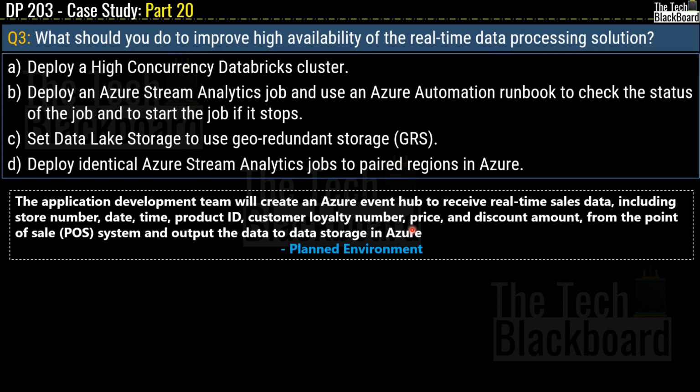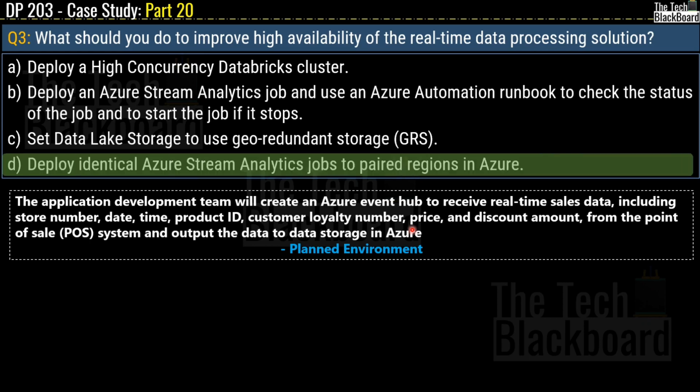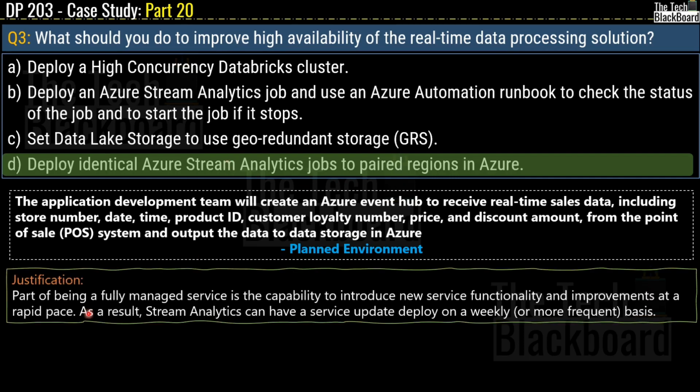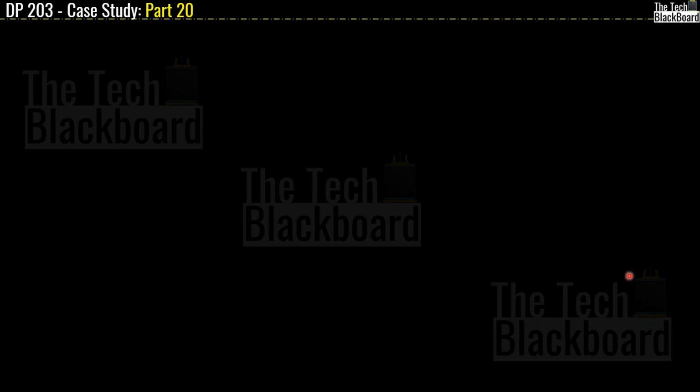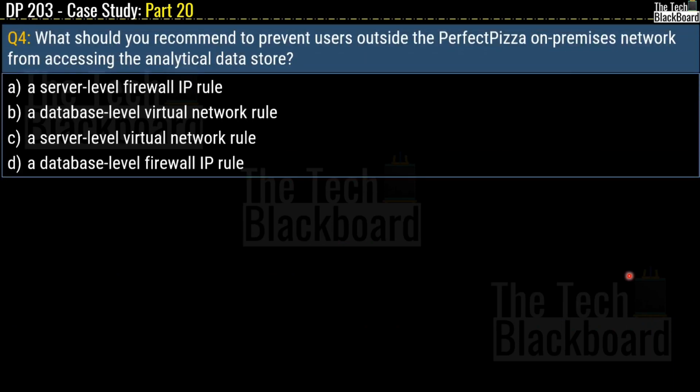And with that, let's check out the answer for this question. Here it comes. We have option D as the answer to this question. And what's the justification of the same? Well, part of being a fully managed service is the capability to introduce new service functionality and improvements at a rapid pace. As a result, Stream Analytics that we also chose as an answer can have a service update deployed on a weekly basis.